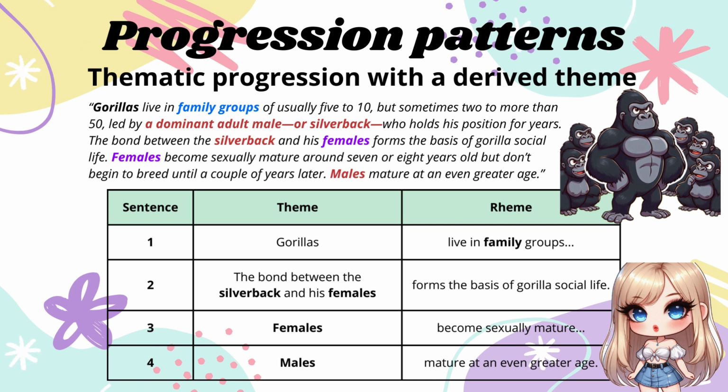However, the rheme of this sentence introduces the subject of gorillas' family groups. The following sentences have themes that are derived from this topic. The second sentence is about the bond between the dominant male and his females. The theme of the third sentence is females, and the theme of the fourth sentence is males.